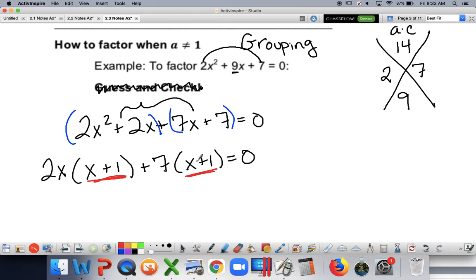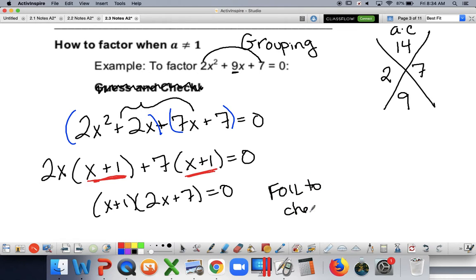I'm almost done. I then take this common factor, x plus 1, out, and what remains is my second factor, 2x plus 7. I now have a factored form of my original expression, my original function. It is now done and factored out. And if I want to check my work, I can just FOIL it back through to make sure I have the correct factors.